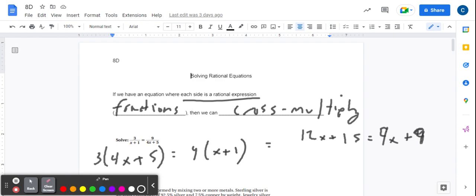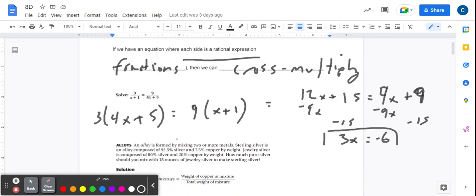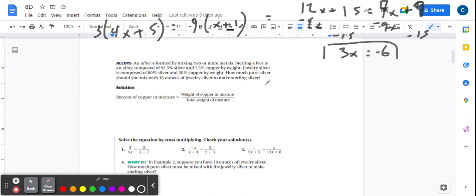All right, so there, we can minus 9x to both sides, minus 15 to both sides, like we would any equation, and we end up with 3x equals negative 6. Okay, and then solve from there. Pretty simple. You probably did it in Algebra 1. I know you probably did it in geometry, doing proportions and cross multiplying as well. So that's a simple thing that we can do if we have two fractions on each side of the equal sign: cross multiply. I want to skip this question for now. I just don't like the way it's written, so we won't worry about that.